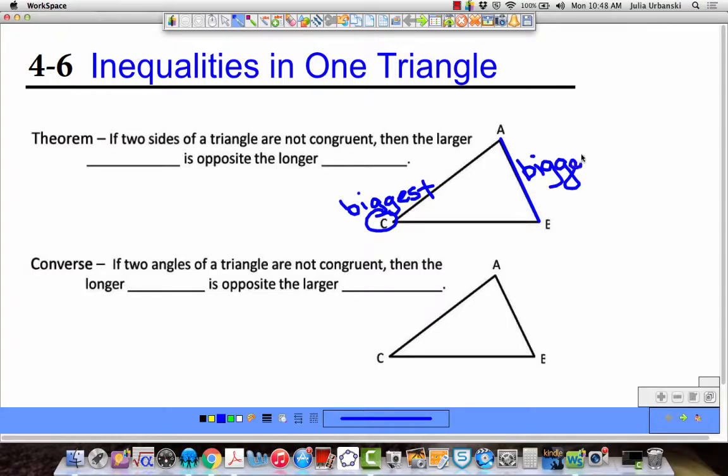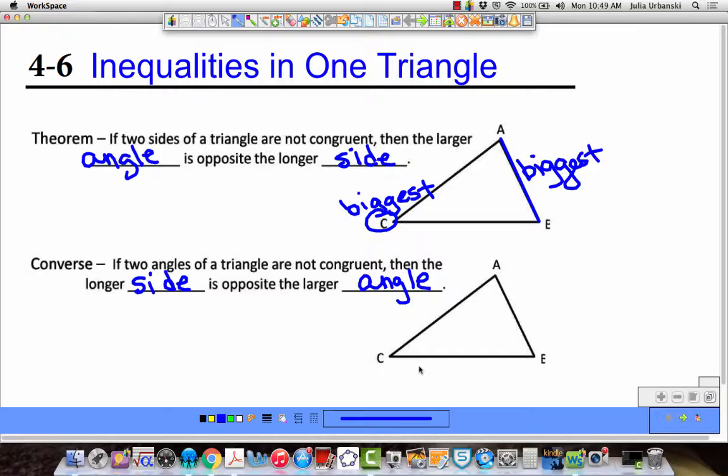Okay, that's going to be the whole point of today. So if two sides of a triangle are not congruent, then the larger angle is directly opposite from the longer side. Wherever the biggest angle is, the biggest side is across from it. Wherever the smallest side is, the smallest angle is across from it. That's really all it's saying. Converse goes backwards. If two angles of a triangle are not congruent, then the longer side is going to be found directly across from the larger angle.